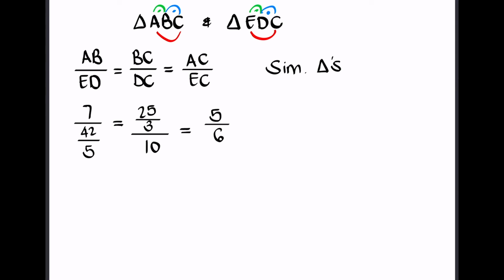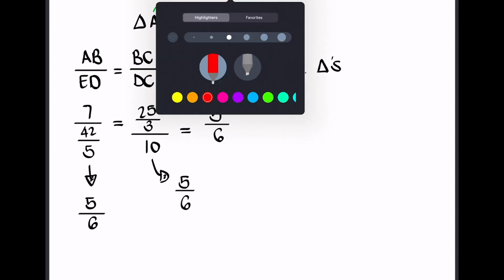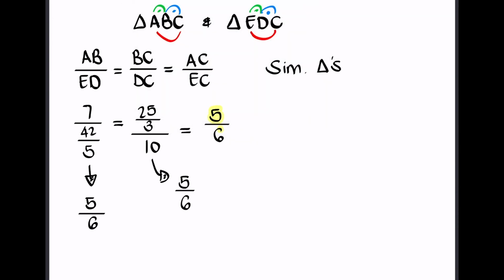So AB's length is 7, ED we calculated to be 42 over 5. BC's length is 25 over 3, DC is 10, AC is 5, EC is 6. If I divide on my calculator 7 divided by 42 over 5, I get an answer of 5 over 6. If I take 25 over 3 divided by 10, I get an answer of 5 over 6. And the ratio that I was given originally is 5 over 6. So therefore you can see that they're all in proportion to each other.